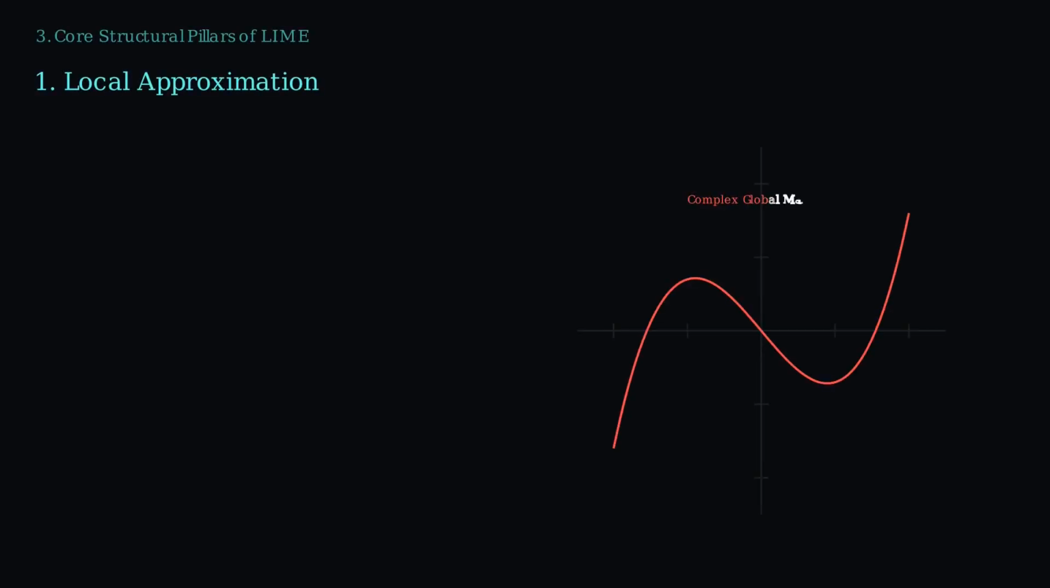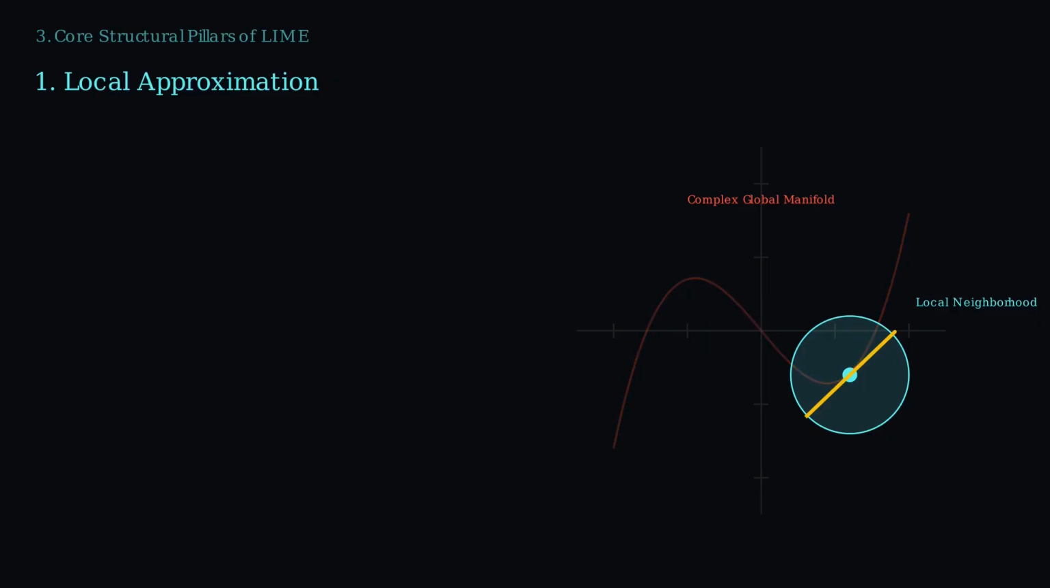The first structural pillar is local approximation. Attempting to explain a highly complex model globally is a losing battle because the global decision boundary weaves through multidimensional space in a nonlinear fashion. However, look at what happens when we isolate a single observation and construct a hypersphere around it. Within this highly restricted local neighborhood, the complex global curve transforms into a simple geometric subspace that can be modeled effectively by a straight line.